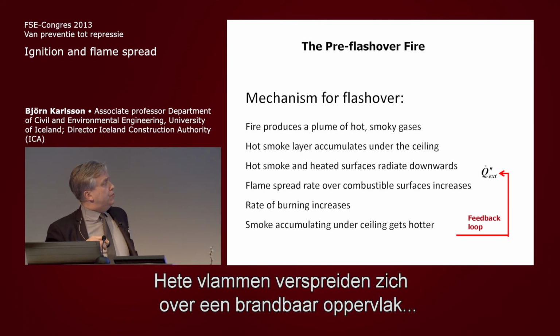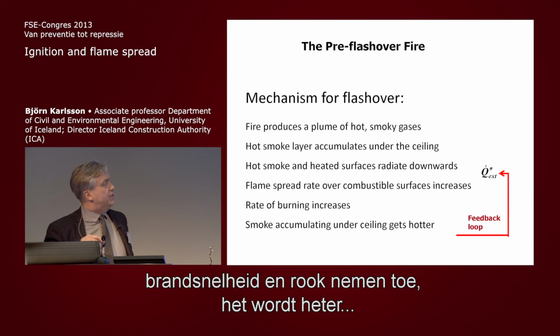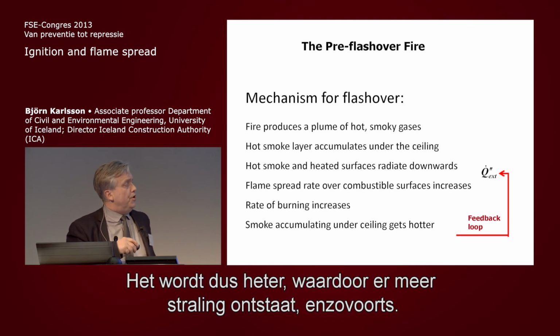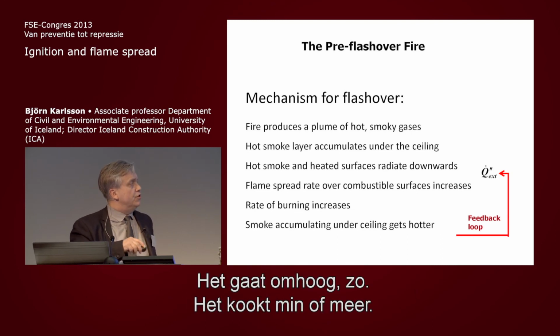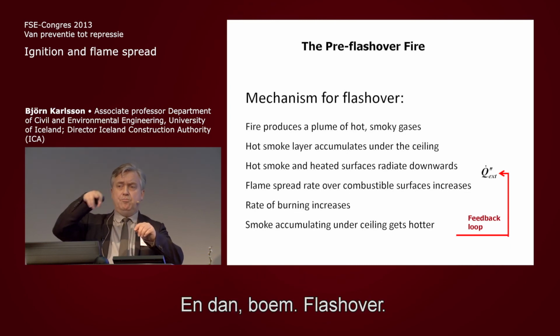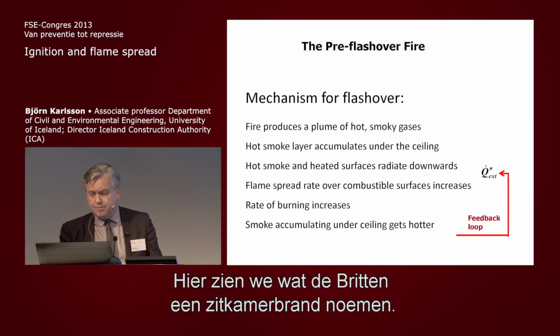We're going to have hot flame spread over combustible surfaces, and rate of burning increases, and smoke accumulates and gets hotter, and then there's a feedback loop. It radiates down, therefore we get more burning, therefore we get hotter, therefore we get more radiation, and it feeds up like this, sort of cooks, and then boom, flashover.